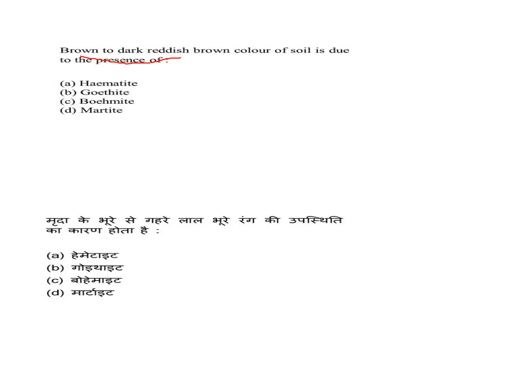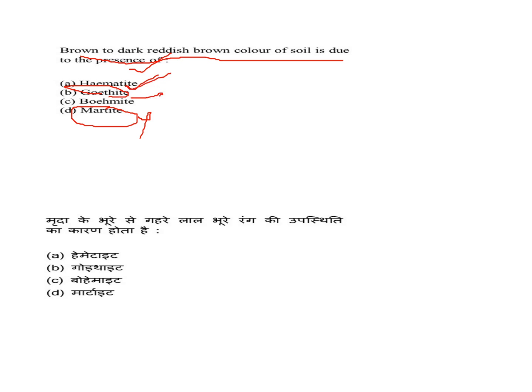Brown to dark reddish brown color of the soil is due to the presence of... The answer is hematite. Goethite is yellow in color. Martite is a pseudomorph of hematite but is not regularly found in the soil. So the answer will be hematite.